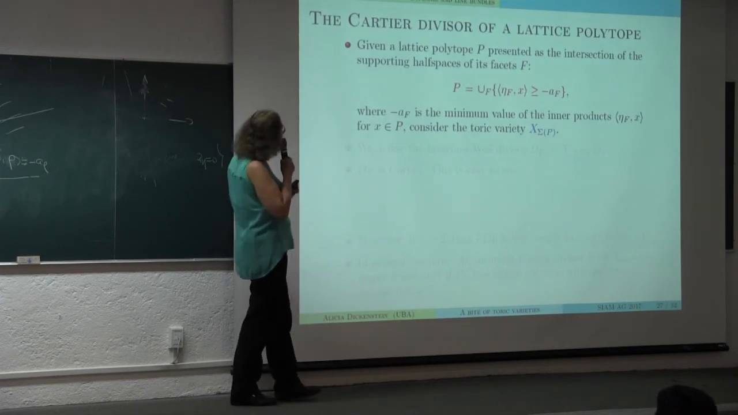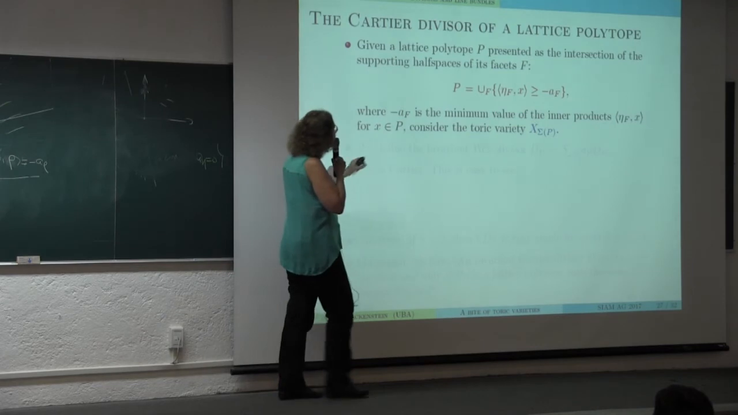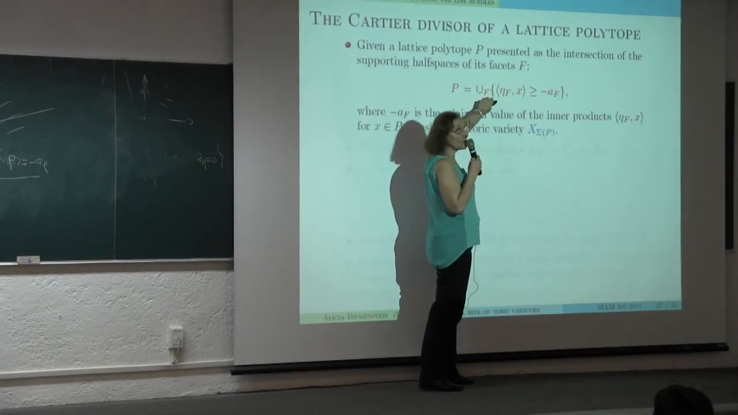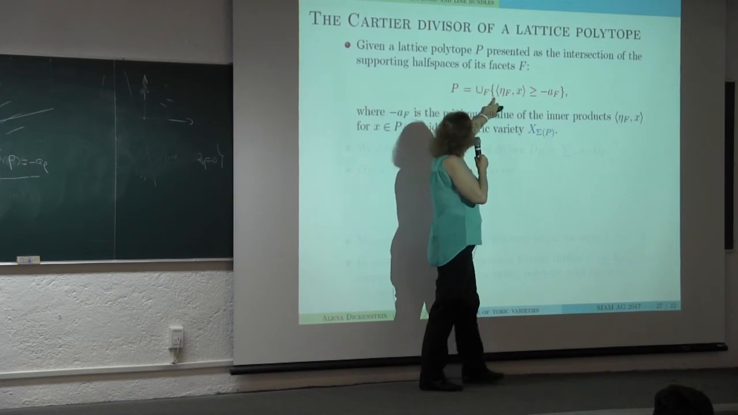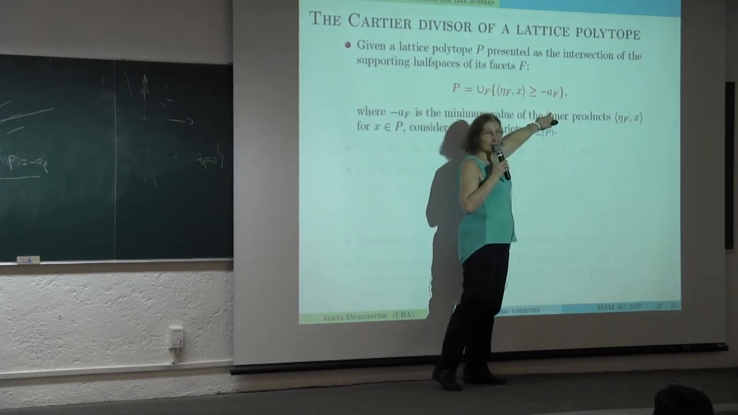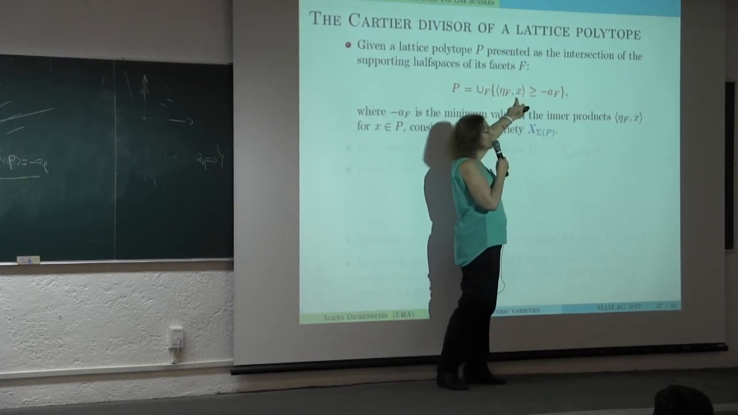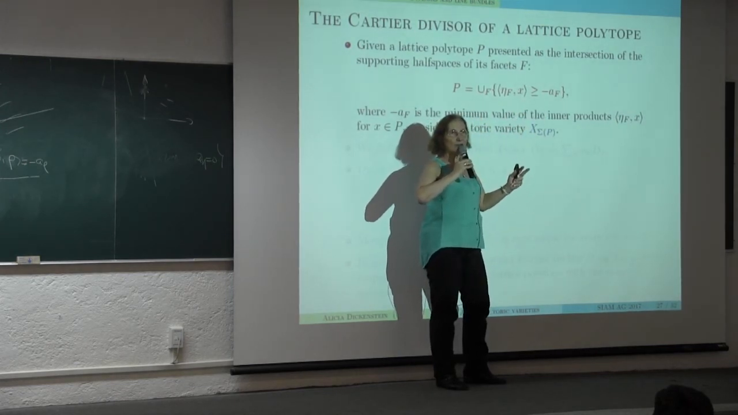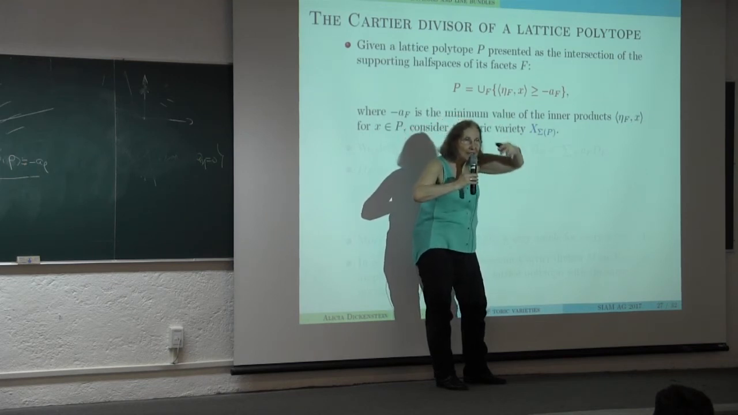But the first thing I'm going to do is I have this lattice polytope. So here should be the intersection. This is the intersection of these half spaces, one for each facet. It is enough to put them for all the codimension one faces, which are called facets, those that really bound the polytope.